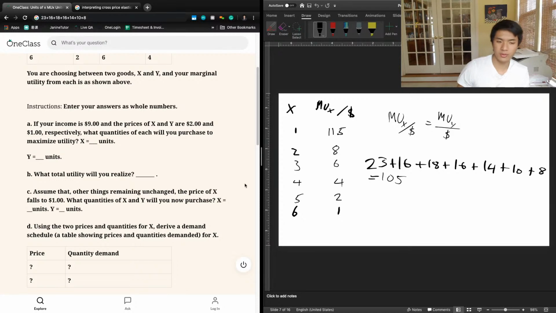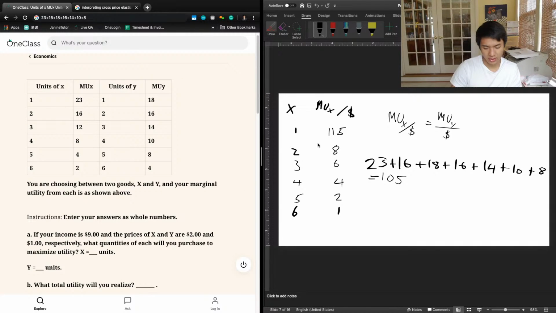Assume that other things remain unchanged. The price of X falls to $1. What quantities of X and Y will you now purchase? So now we don't have to use that little table that I made, because the marginal utility of X is now exactly the same as the unit marginal utility of X, right? The marginal utility of X divided by the price of X is just marginal utility divided by 1, the same way it is for marginal utility of Y.